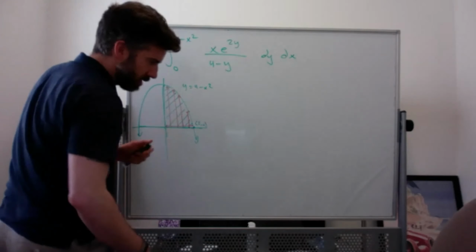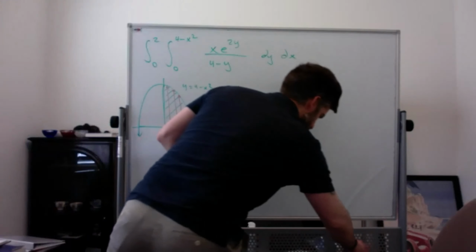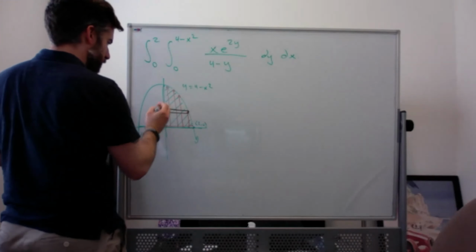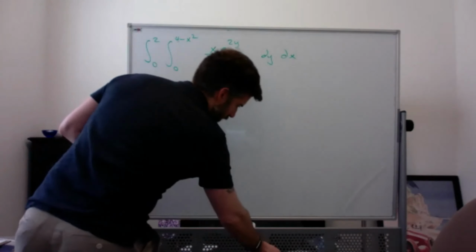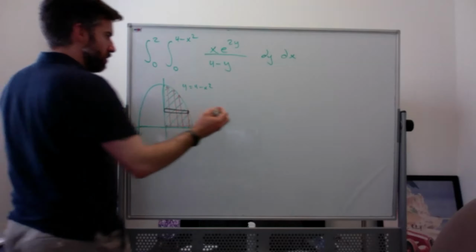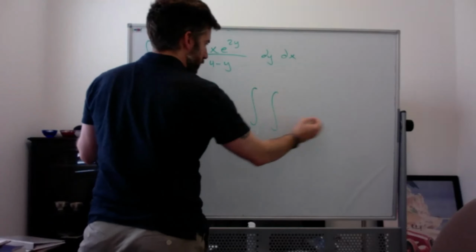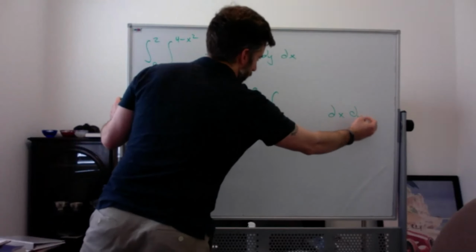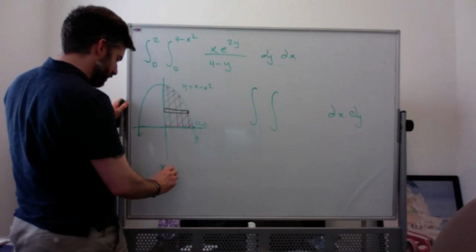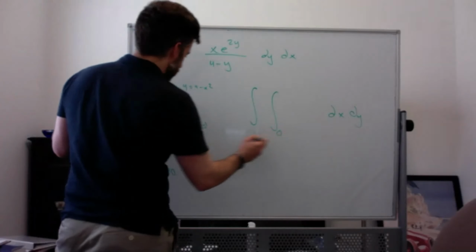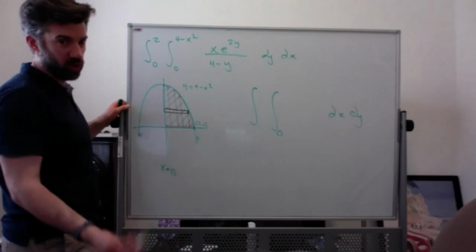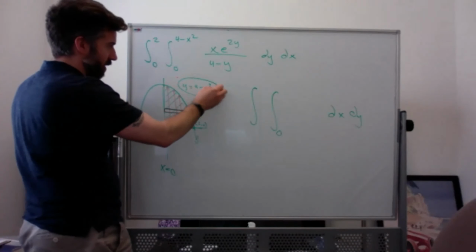So we're going to reimagine this using horizontal strips that are going to be bounded on the right by this function and on the left by this function. So starting to write the double integral for dx dy, I know my inner limits of integration are going to go from x equals 0 to whatever this function is, but as a function of y, where x is a function of y. So I have to solve this for x.